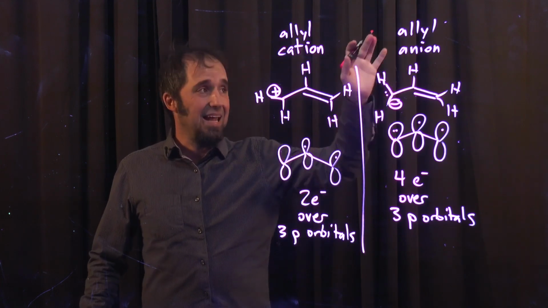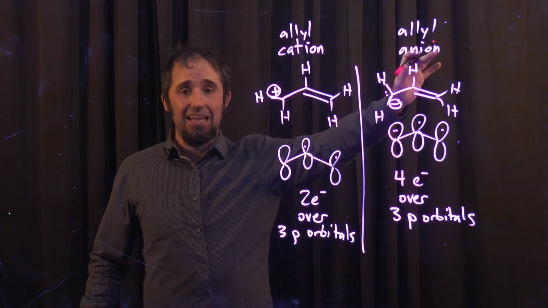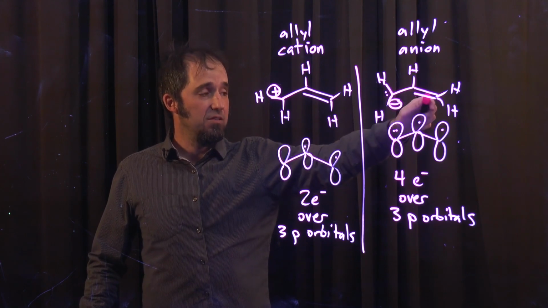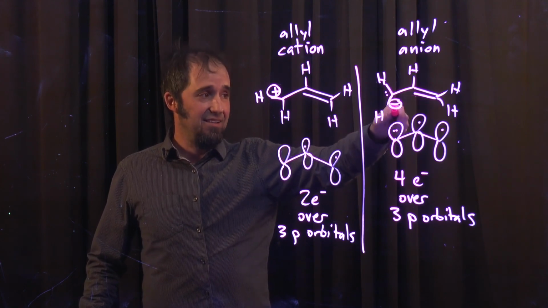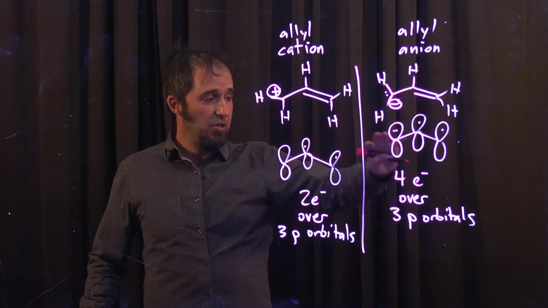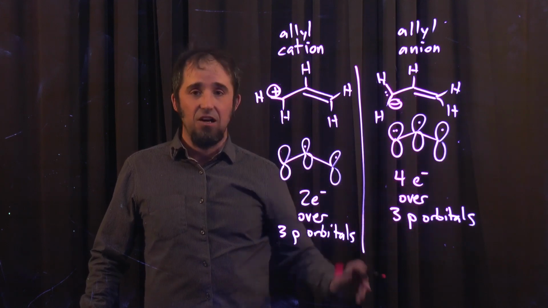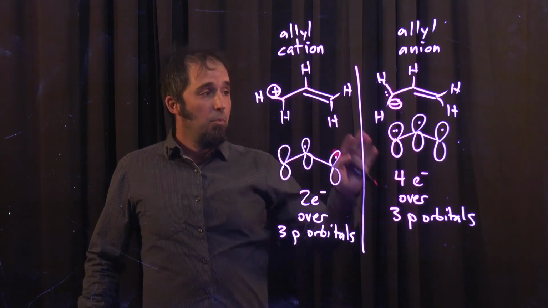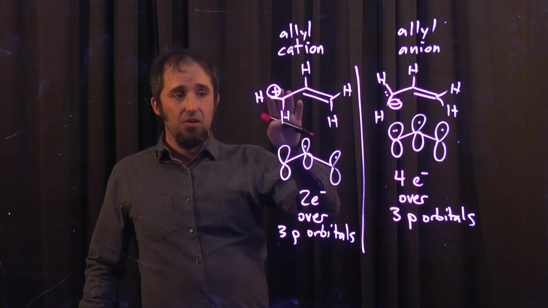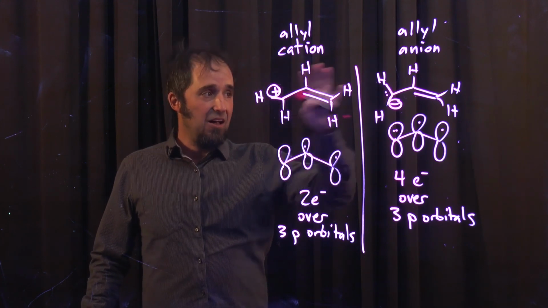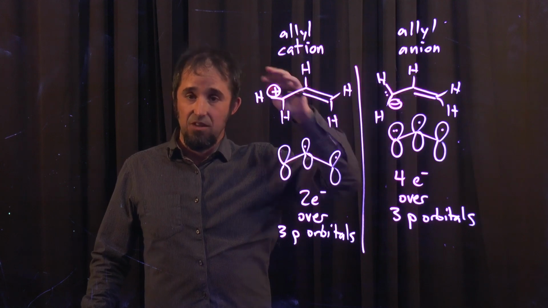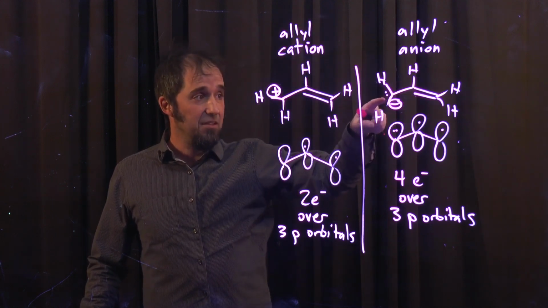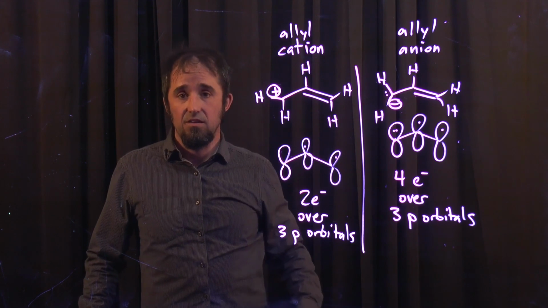We call this system an allyl anion. Allyl anion, 3 carbons with a double bond there and something else here. So here this is an allyl anion, 4 electrons over 3 p orbitals. But what if we had a cation? So here, notice that I've got all the same atoms between these two things. The only difference is that this has a lone pair on this carbon and this one does not.